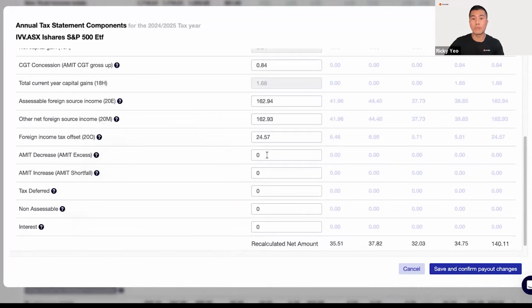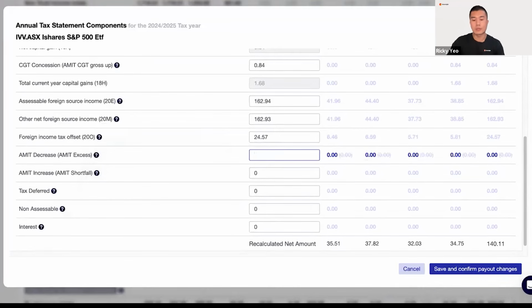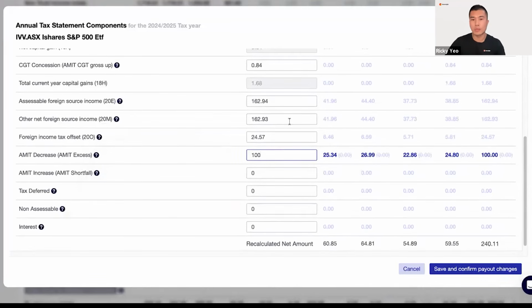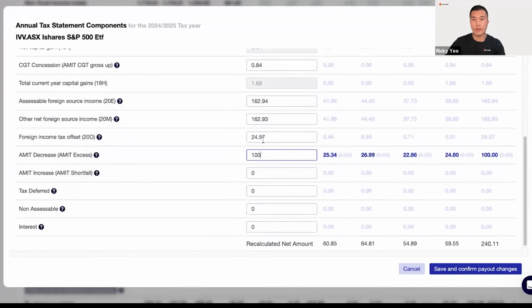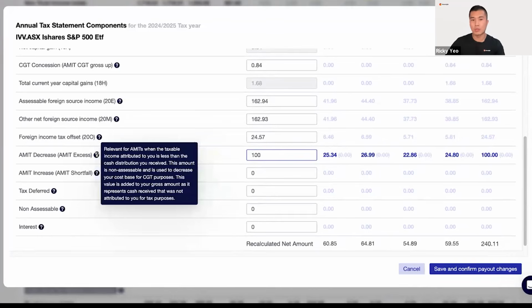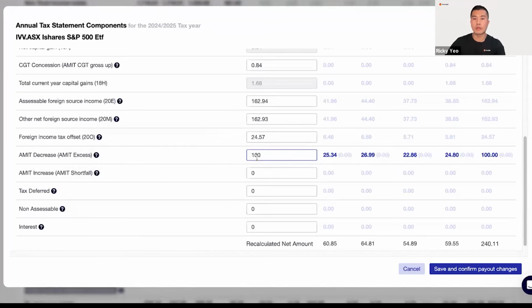So again, just to give an example, let's say this is $100 that shows up in your annual tax statement. You put this in here. Then once you save this, Sharesight will adjust your cost base. So in the future, when you sell your holdings, this will get calculated as part of your cost base. Sharesight will adjust that accordingly, so Sharesight has a record of all of those.